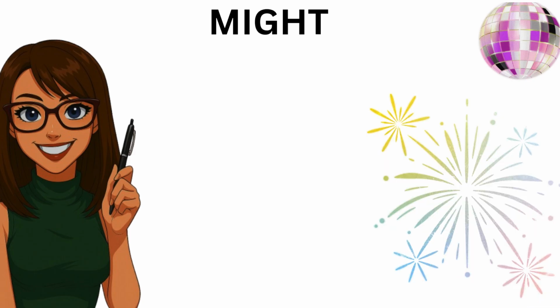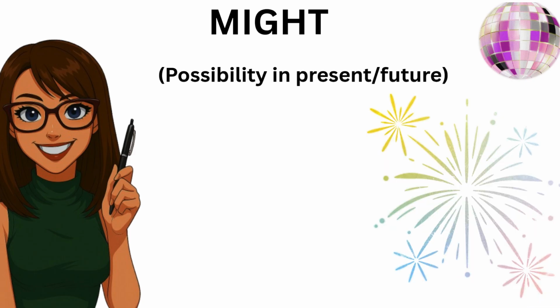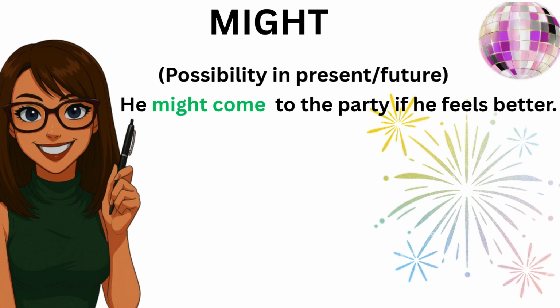Might. Might shows possibility in present or future. We use it to show we are less certain than when we use may. He might come to the party if he feels better. He may come is slightly more sure. Also, it is the past of may. He said he might come to the party.